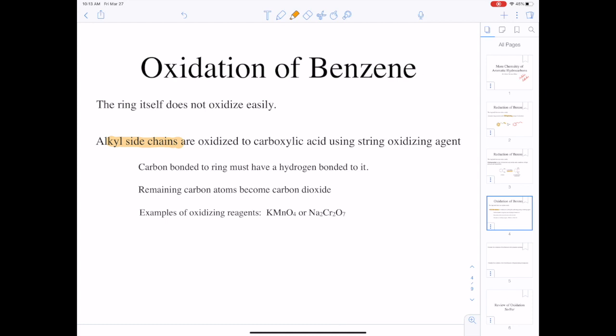And we use KMnO4 or either dichromate or chromate, usually in the presence of acid. The carbon bonded to the ring must have a hydrogen on it, and the remaining carbons become carbon dioxide.